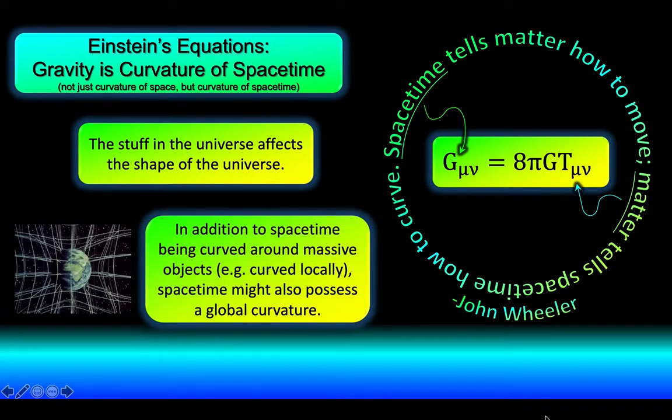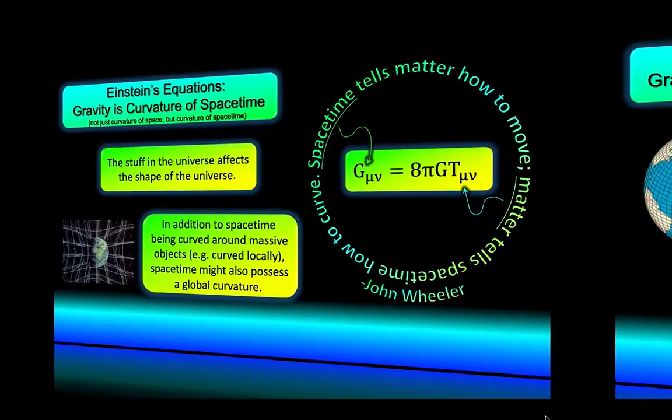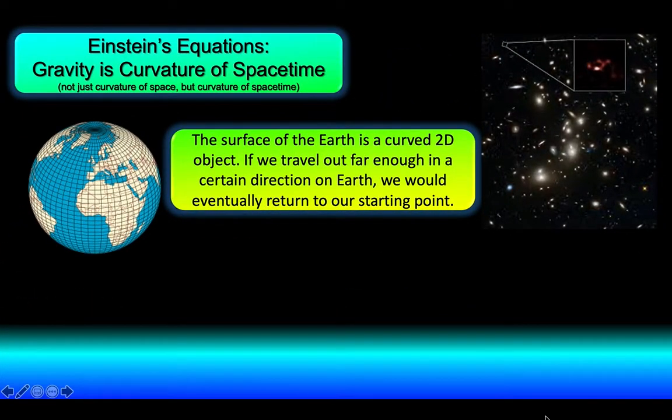Now, previously we talked about the curvature of space-time in terms of massive objects being in space-time. So the Earth is a massive object, space-time around the Earth distorts, and we interpret this distortion of the background as being gravity. But the entire universe as a whole might also possess a curvature to it. So what do we mean by something globally possessing a curvature?